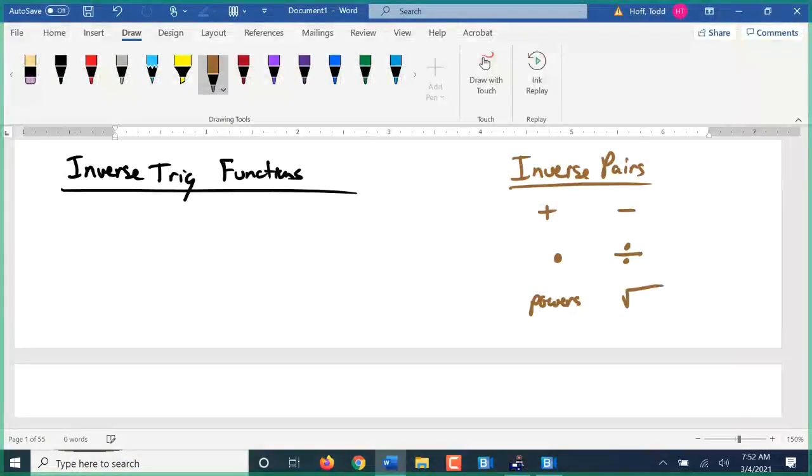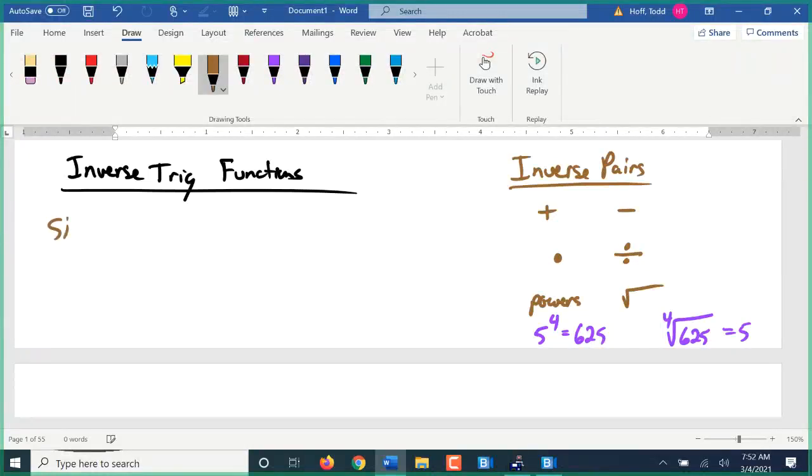Are an inverse pair. If I take 5 to the power of 4, I get 625. If I take the fourth root of 625, it gets me back to 5. Having a power and then a root with the same index as that power reverse each other. They undo each other. Well, in trig functions, we have the same thing.